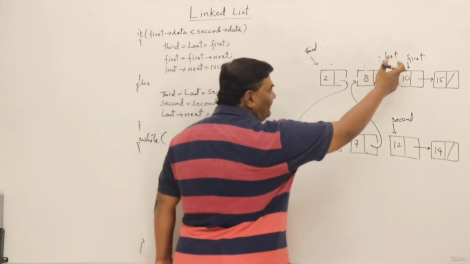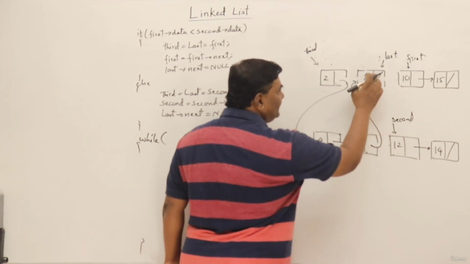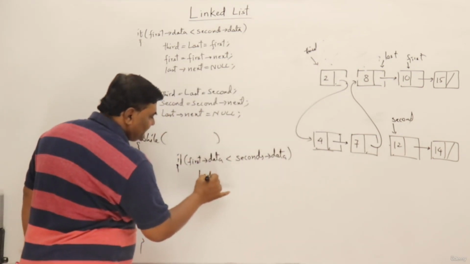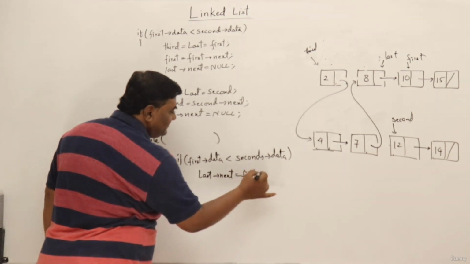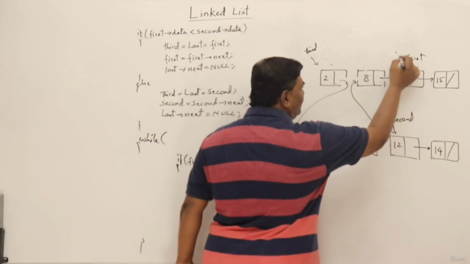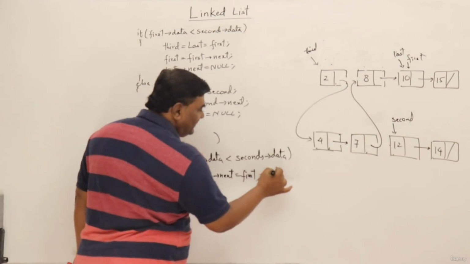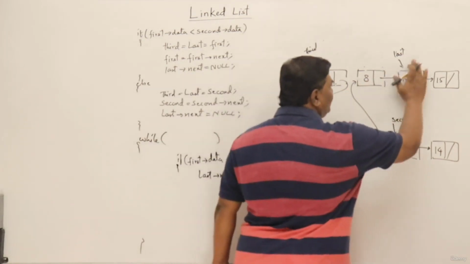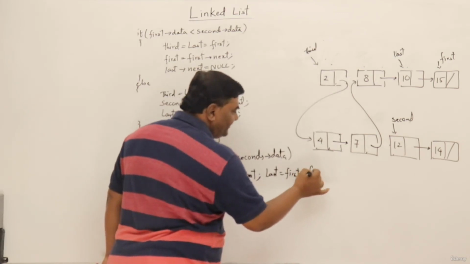Now let us compare. First data is 10 and second's data is 12, right? So that is smaller. So what should I do? Last next should point on first. Then last should be pointing upon first. I'll continue in the same line. Last should be same as first. Then move first to next node.